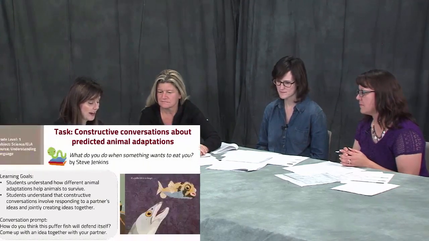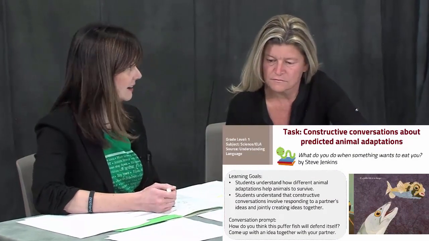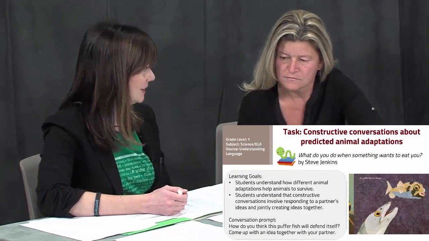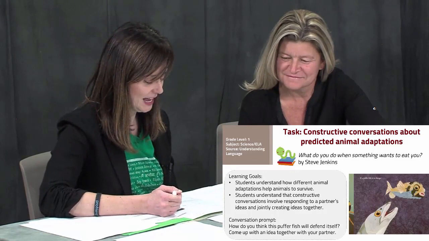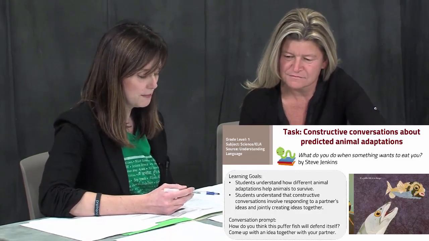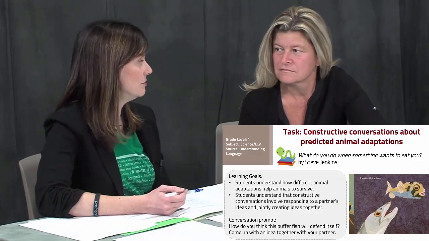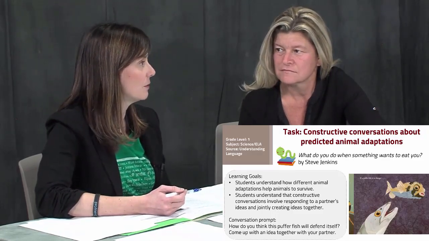All right, we're meeting today to use standards performance level descriptors to interpret student work samples. The task that we're going to be looking at is a task about animal adaptations. It's for first grade. They are reading the text, "What Do You Do When Something Wants to Eat You?" by Steve Jenkins. And the task asks students to make a prediction about how the pufferfish will defend itself and to work together with a partner to come up with one idea.